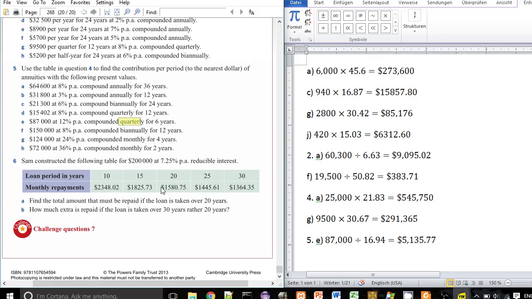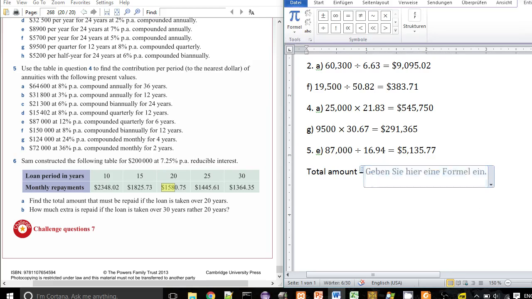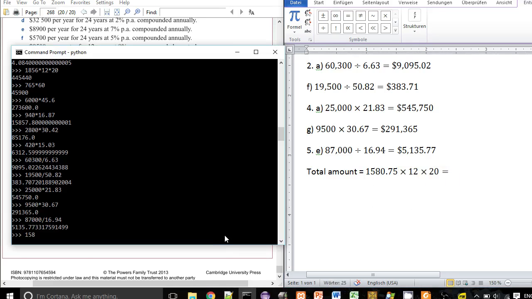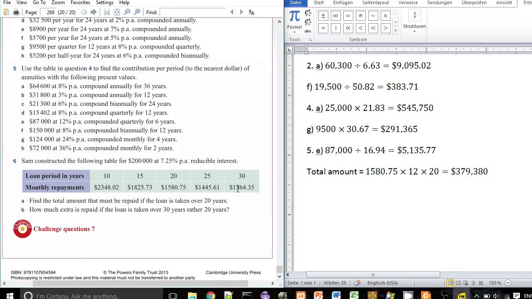Okay, the total amount, easy. I don't even need to know the interest rate. I just need to know that monthly payment. So it's total repaid. 1580.75, and then times that by 12 months a year, and it's for 20 years, whatever that equals. Okay, so 379,380. That's the total amount.